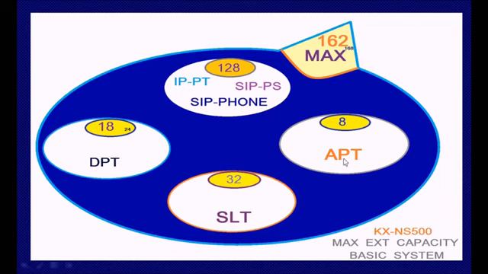Analog proprietary telephone, which is 7730, can be used with a maximum of 8 units per main unit or expansion unit. Of course, we can connect 128 IPPT or SIP phones or SIP portable stations.